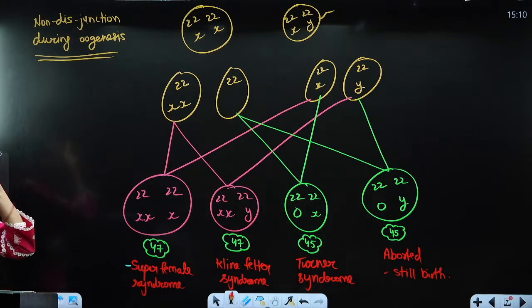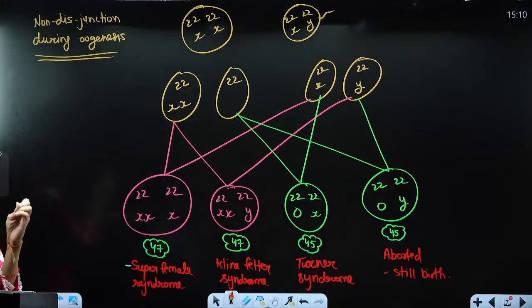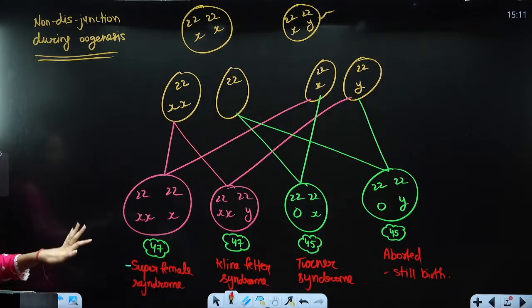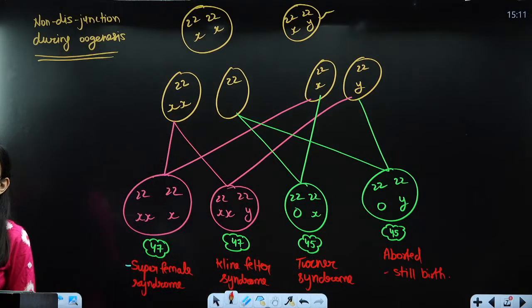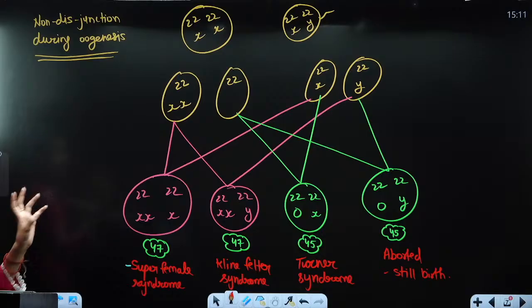Fine. Now there is another case, the non-disjunction of spermatogenesis. This is what you are going to do, and you are going to tell me how it would proceed. But first just write down these names. I am giving you 30 seconds. Just write down the names and this structure.